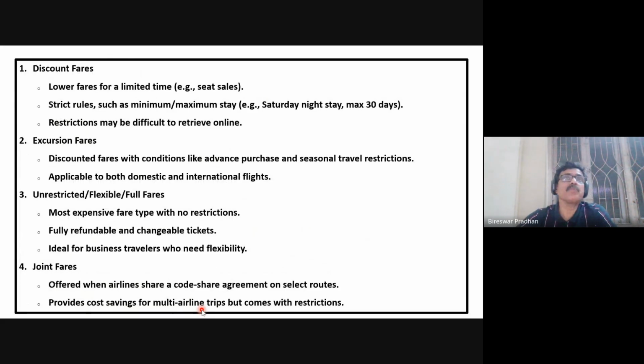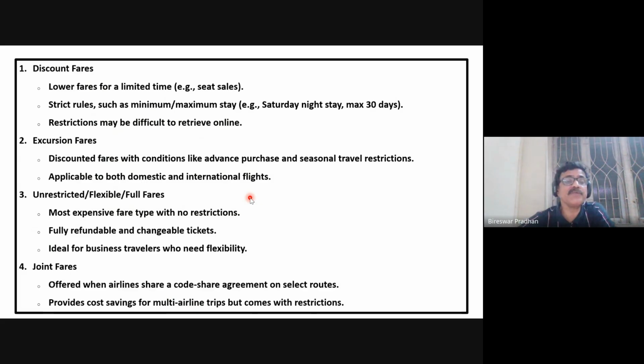Now we are coming to discount rates. What type of discount rate? Discount rate means lower fares for limited times, with strict rules such as minimum and maximum stay, Saturday night stay, and a maximum of 30 days. Restrictions may be difficult to retrieve online. And excursion fare is a discount fare with conditions like advance purchase and seasonal travel restrictions, applicable to both domestic and international flights also.